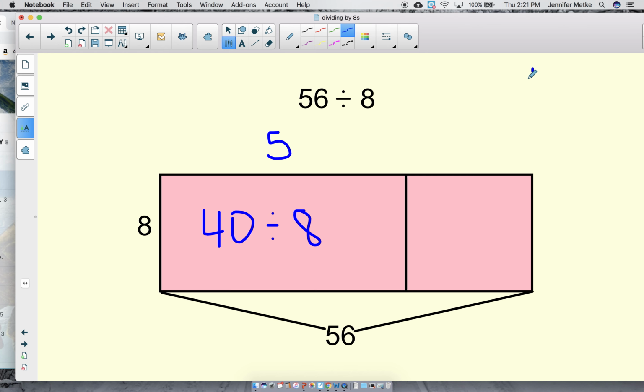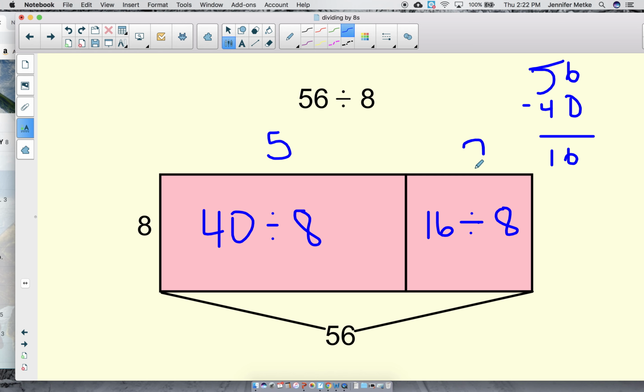So I had 56. Here's another great reason why 5s can turn out really nice. I have to subtract 40. Well, that's pretty easy to do since it's a tens number. I know that there's 16 remaining. So that means I know the area of this box here, this part of this rectangle, is 16. But I still have to divide by 8. That doesn't change because the side length is still 8. So 16 divided by 8 is 2.